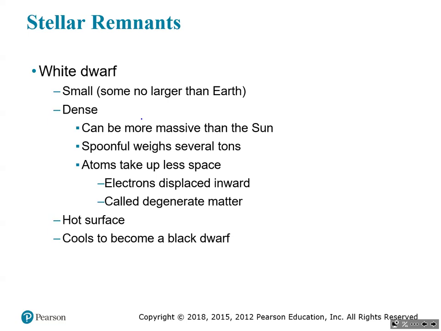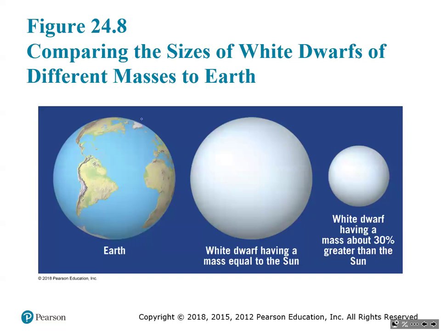White dwarfs don't just last forever. They can actually explode and be destroyed in what's called a type 1 supernova. If a white dwarf has enough extra matter added to it, it will collapse, and that will cause all of the atoms in it to fuse simultaneously, and it'll go off like a bomb. So this is a white dwarf compared to the size of the Earth.